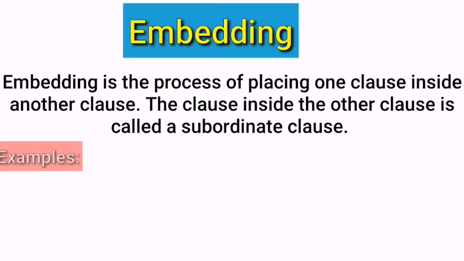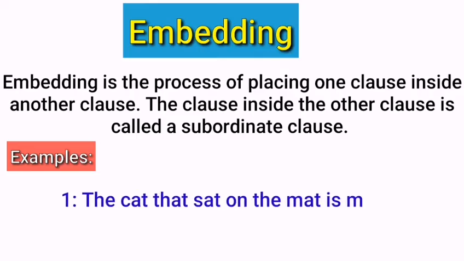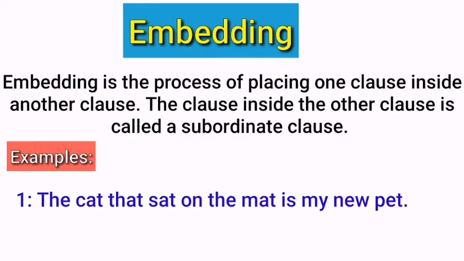Just look at these examples. The cat that sat on the mat is my new pet. Look at the group of words in this sentence: "that sat on the mat" is actually a subordinate clause, and we have put this clause inside of this independent clause. Basically, this group of words is called a subordinate clause because it cannot stand by itself. So, this process is called embedding in linguistics.